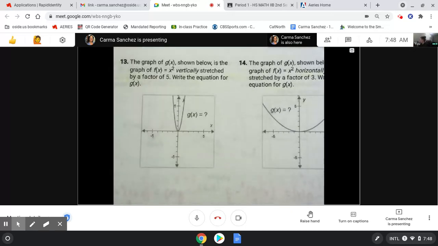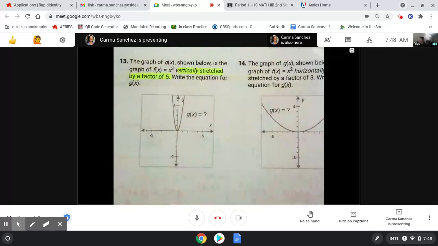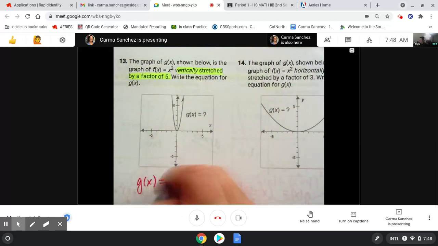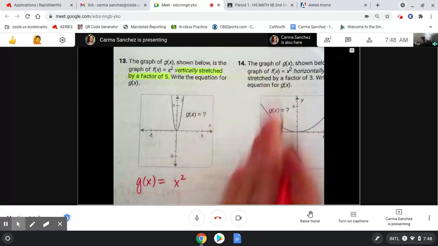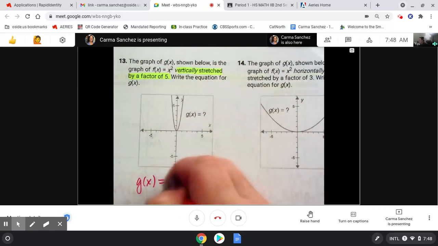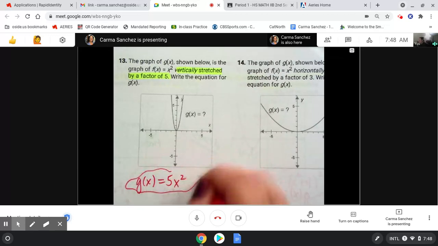The graph of g of x shown below is the graph of x squared vertically stretched by a factor of 5. Write the equation for g of x. So we take our x squared and we want something skinnier, so we want big number 5. That's the only change that's happening, a vertical stretch. So we want big number 5.